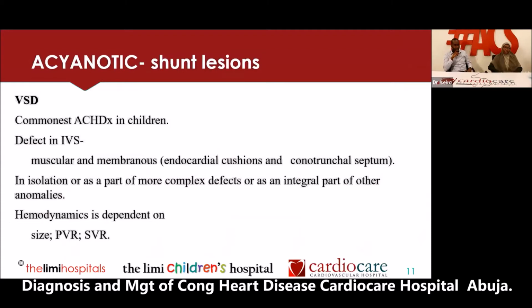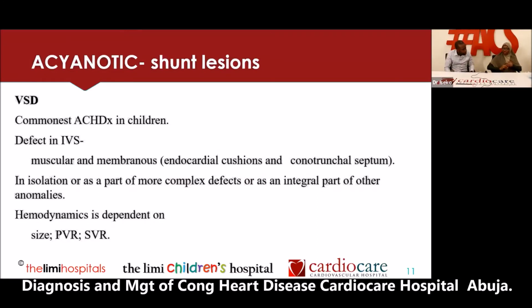Like I mentioned earlier, the shunt lesions, pathophysiology is similar. So we'll take, for instance, VSD, because that's the commonest we have. It can occur in isolation, just an isolated VSD, or as a component of a complex congenital heart disease. And the hemodynamics varies, depends on the size of the defect. Because if you have a smaller size, the degree of shunt will be smaller, and then the child is not likely to present as early as someone who has larger size VSD.